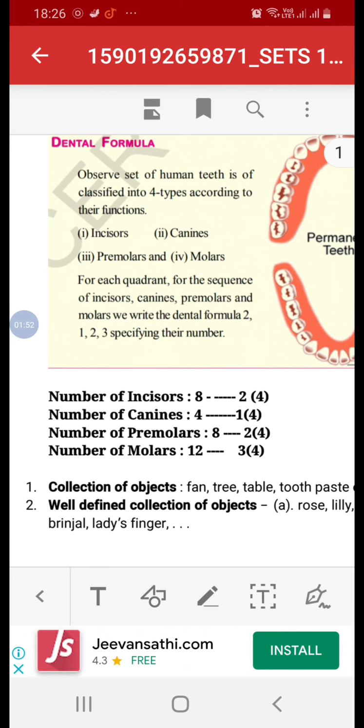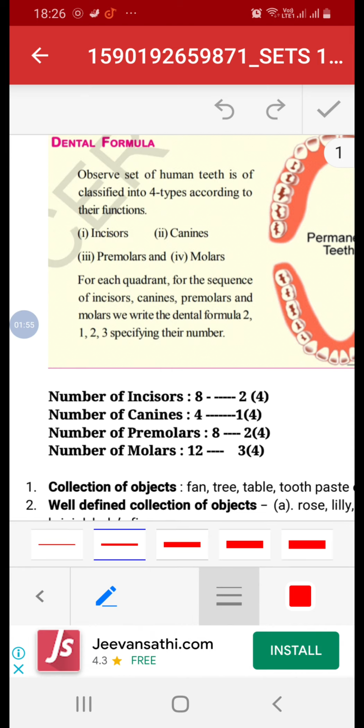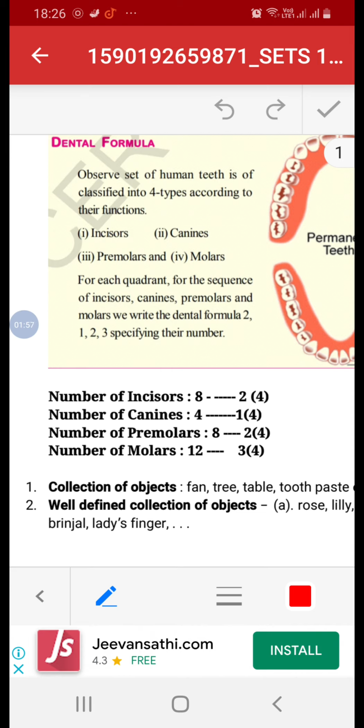Now let us see the dental formula 2, 1, 2, 3. What it means is, each quadrant contains 2 incisors, 1 canine, 2 premolars and 3 molars. Okay, so how many quadrants do we have? Totally 4 quadrants. So 2 into 4, it's nothing but 8 incisors.